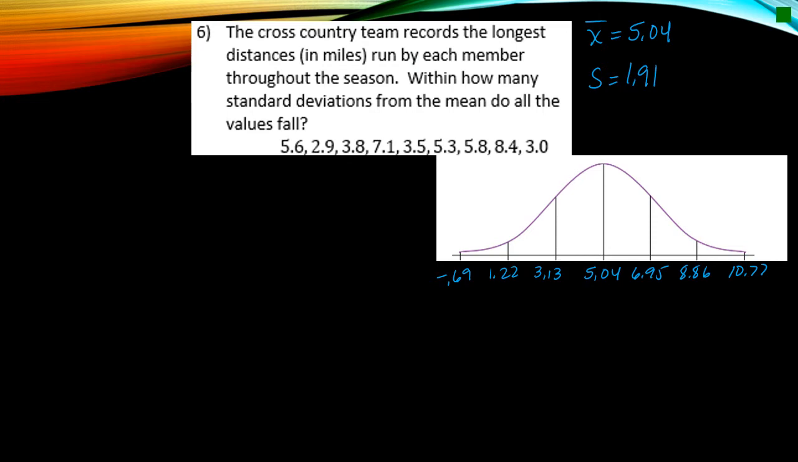So now I need to identify the largest and smallest values. So I'm going to start with the smallest, which is 2.9. 2.9 would fall here in between 1.22 and 3.13. And then I also need to figure out the largest, which is 8.4. 8.4 would fall between 6.95 and 8.86. So it looks like both of them fall within 2 standard deviations of the mean. So my answer would be 2 standard deviations.